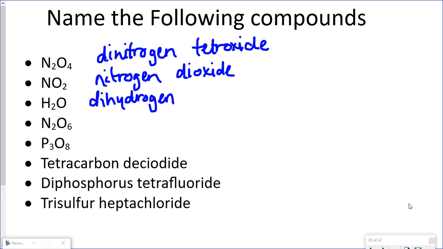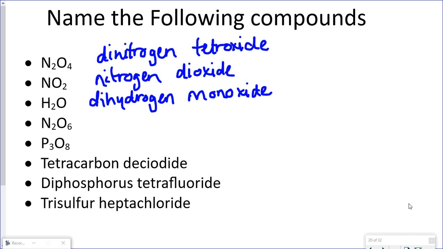And then O is oxide, and since there is only one and it is the second element, we do have to give it a prefix. So this will be monoxide. So the second element will have the prefix of 1, the first element will not.